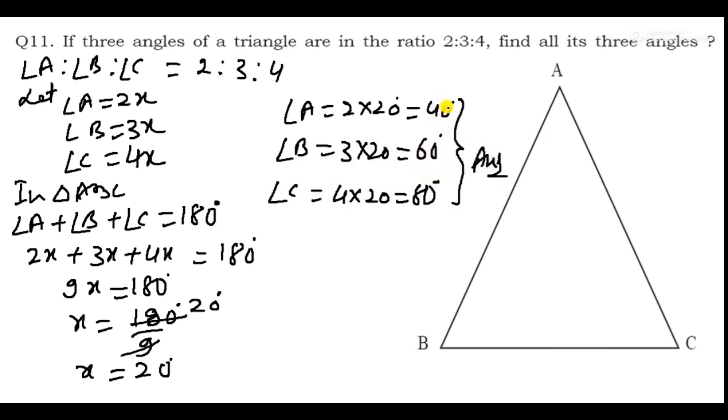For checking the answer, you have to add all these angles. If it is 180 degrees, then your answer is correct. So you can check, 40 and 60, that is 100, and 80 more, and the total is 180. That means your answer is correct.